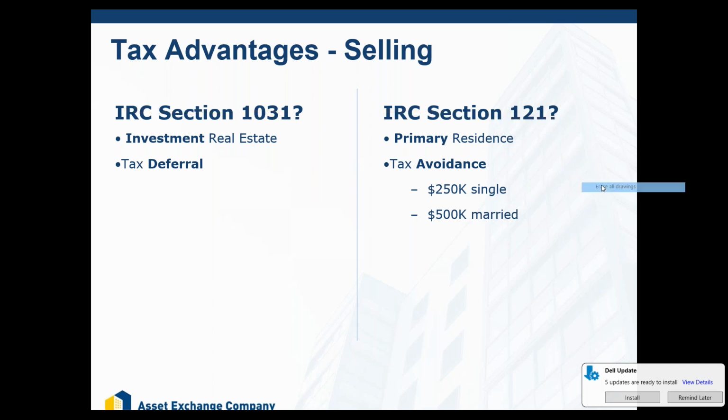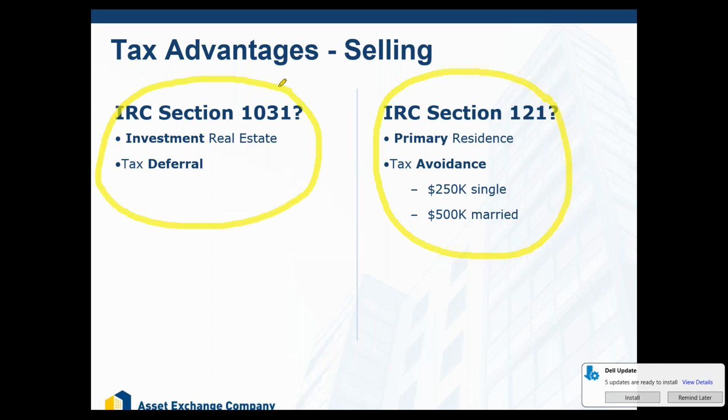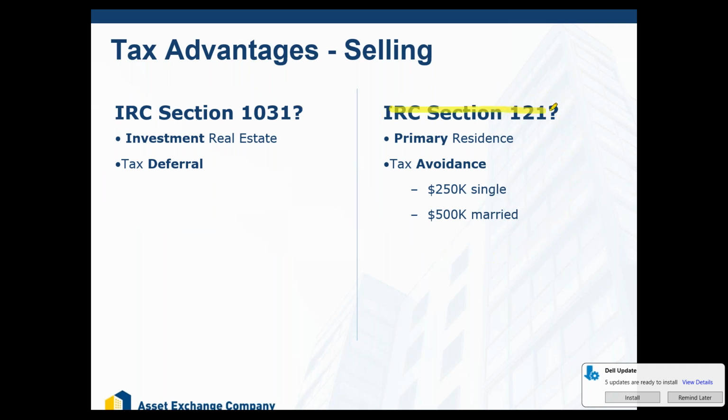The two tax laws that you need to know are Section 121 of the Internal Revenue Code and Section 1031 of the Internal Revenue Code. All right. Section 121, most of you are familiar with. Section 121 is the basic homeowner's exemption. This says that if you sell your primary residence, you can avoid paying taxes on the first $250,000 of gain if you're single, and the first $500,000 of gain if you are married.